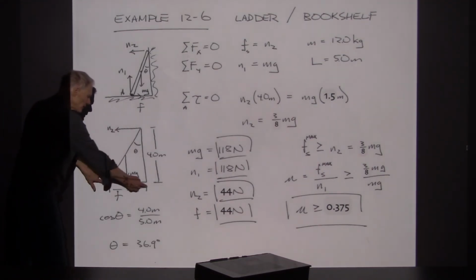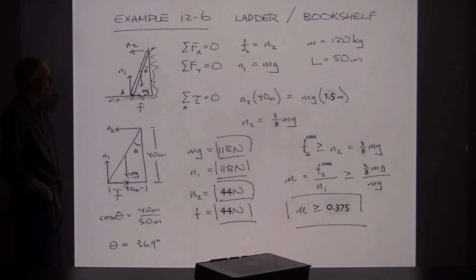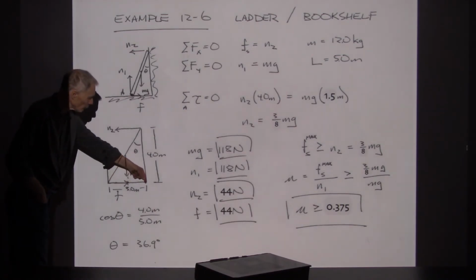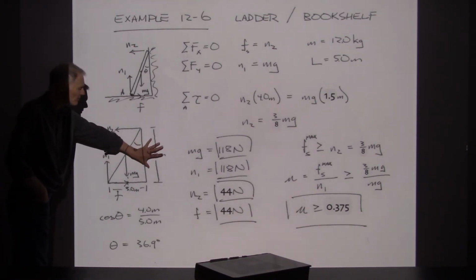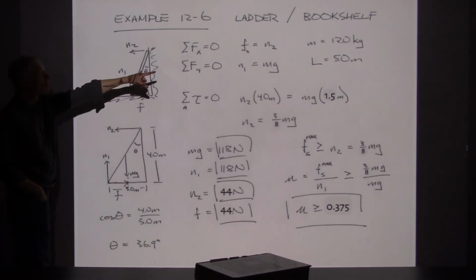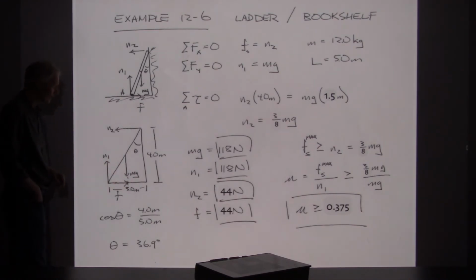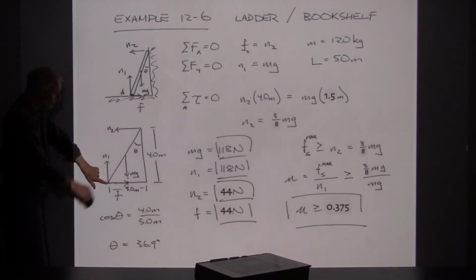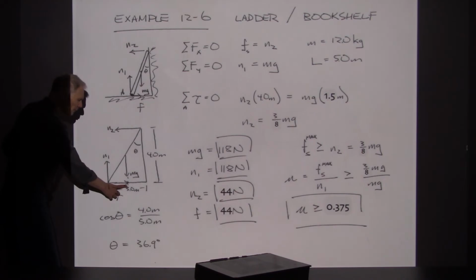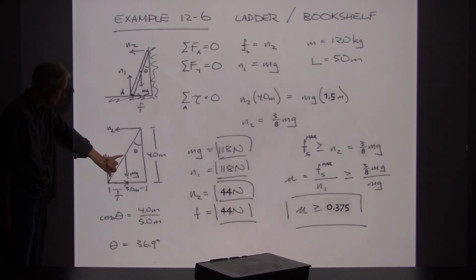mg is going to have a lever distance of 1.5 meters. The whole distance along the floor here is 3 meters, and that comes from using the Pythagorean theorem. They told us this distance is 4, and they said that the ladder is 5 meters. So that enables us to calculate the 3 meter distance. So here's point A, mg is coming down this way. The lever distances need to be perpendicular. So I'm not measuring this distance for the lever, I'm measuring this distance.